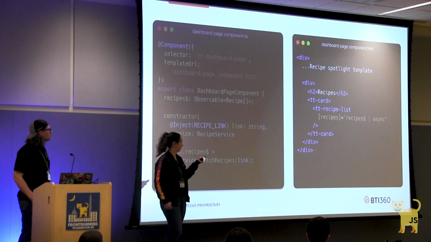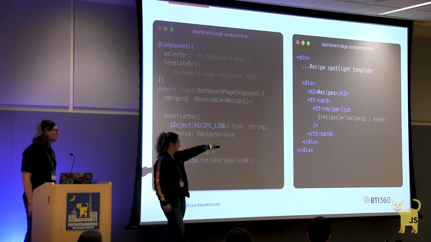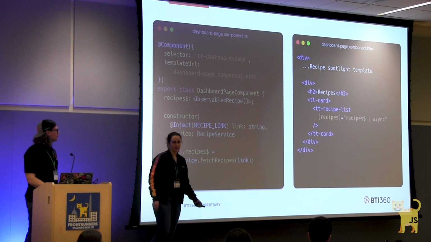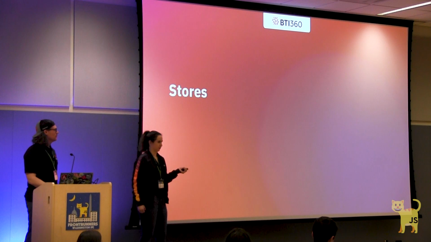So in the HTML over here, we can see that we're looping over our recipe list right there and displaying all of our recipes in that component. Then we had the introduction of stores and state.